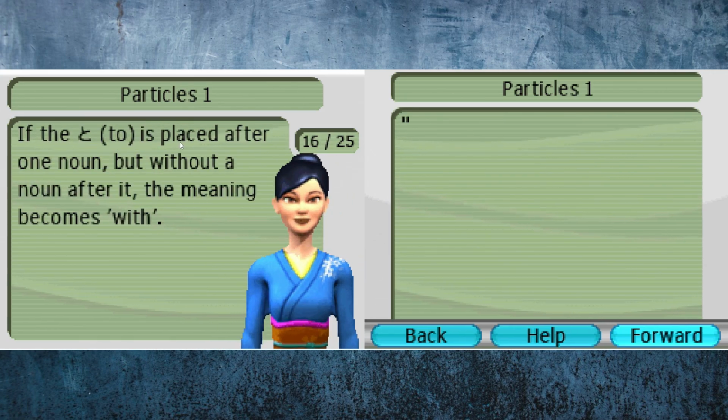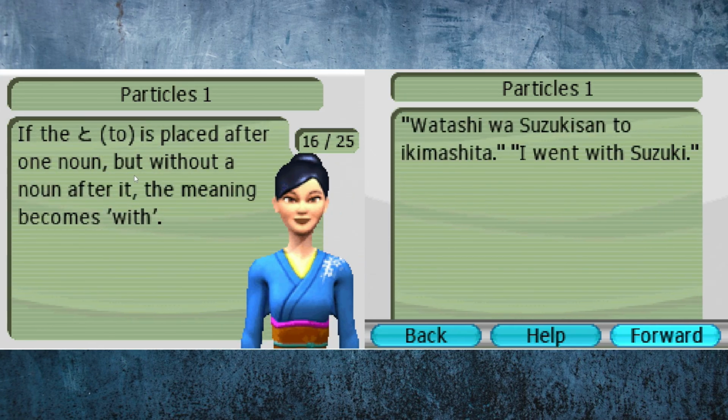If the to is placed after one noun, but without a noun after it, the meaning becomes with. So watashi wa Suzuki-san to ikimashita. I went with Suzuki. So you are the subject this time, not Suzuki. If it was watashi to Suzuki-san wa, then you and Suzuki are the subject.